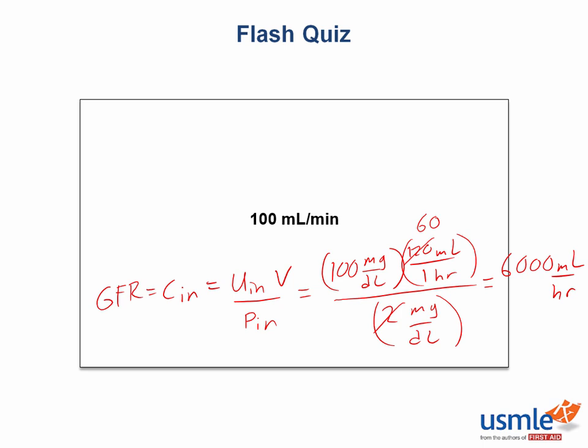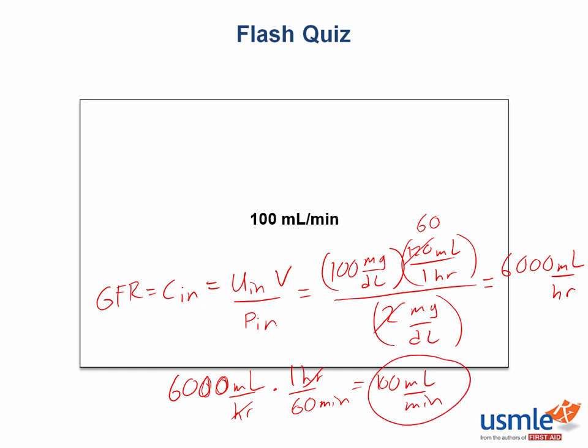But remember, the question asks us for milliliters per minute in terms of units. So we'll have to calculate this by converting from hours to minutes. You can do this by simply dividing by 60. And we come up with our answer of 100 milliliters per minute.